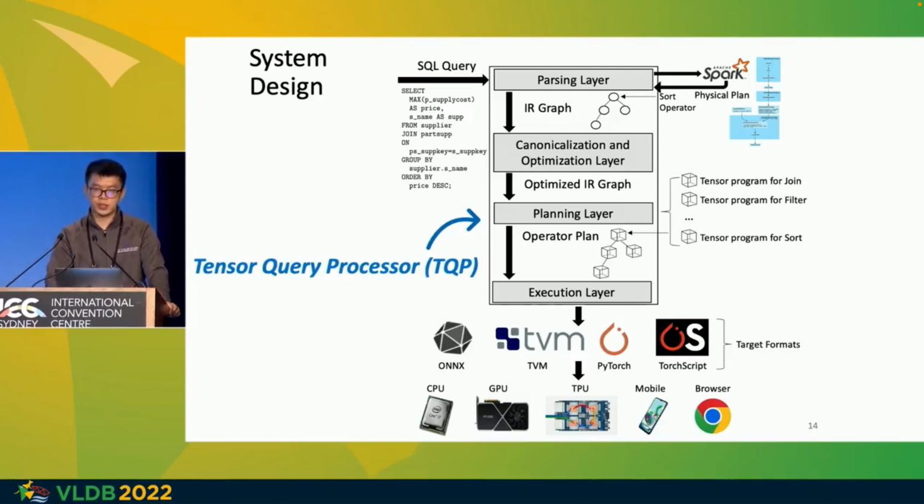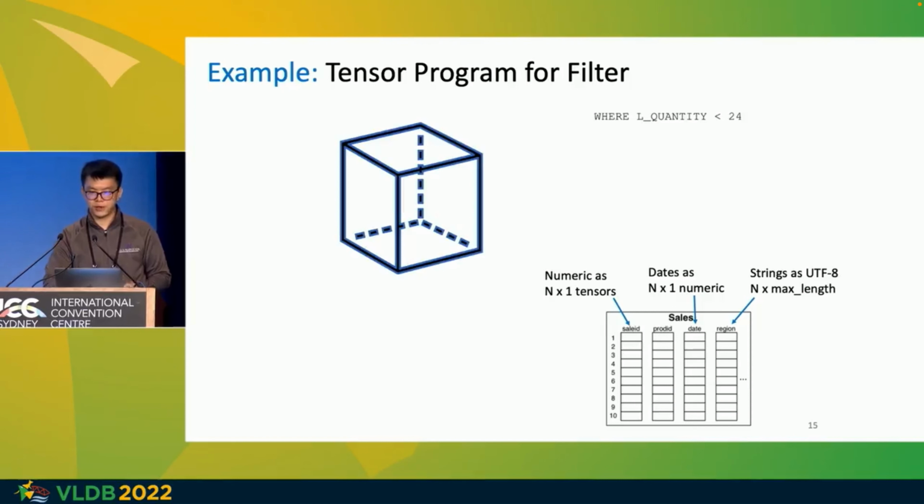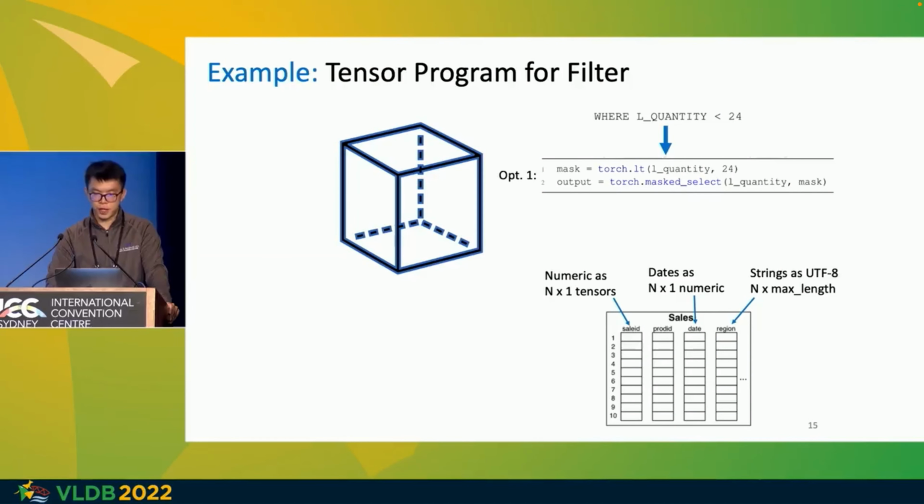We call the system we built Tensor Query Processor, TQP. TQP represents relational data in a columnar format with virtual IDs. For example, numerical columns are represented by n by 1 tensors. For the interest of time, I'll only show you examples of the filter operator implementations using tensor computations. For this filter condition, we use LT, which is the less than operator, to implement the filter condition. It generates a Boolean mask, which is then used as a parameter of the masked select operator to generate the filtered version of the L quantity column.